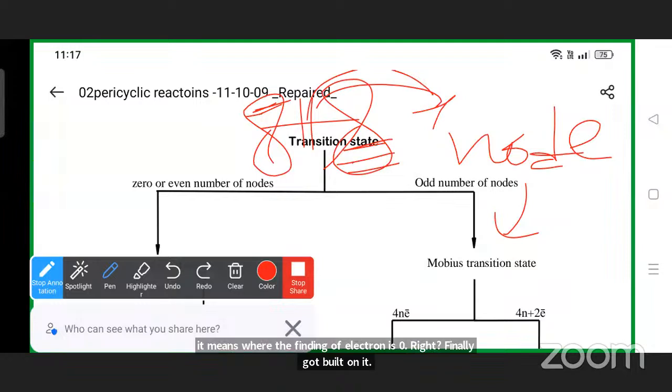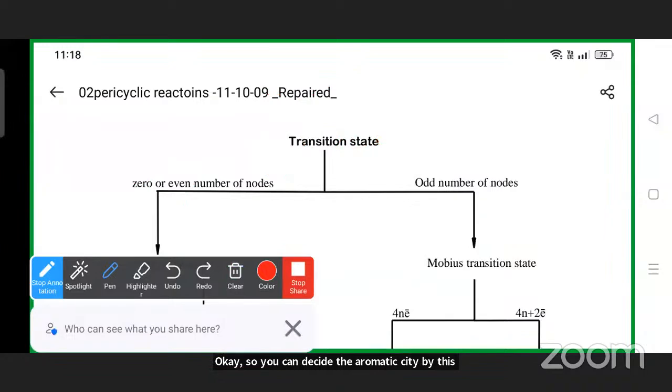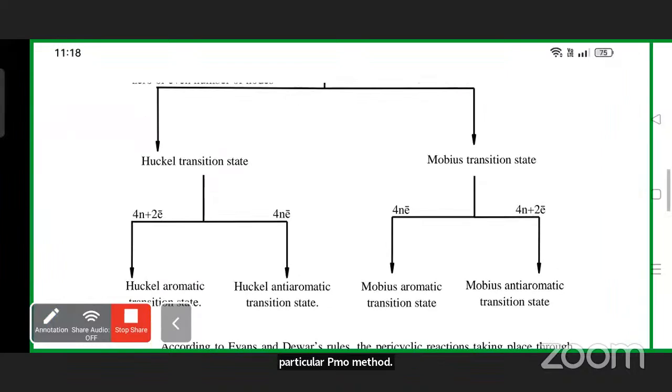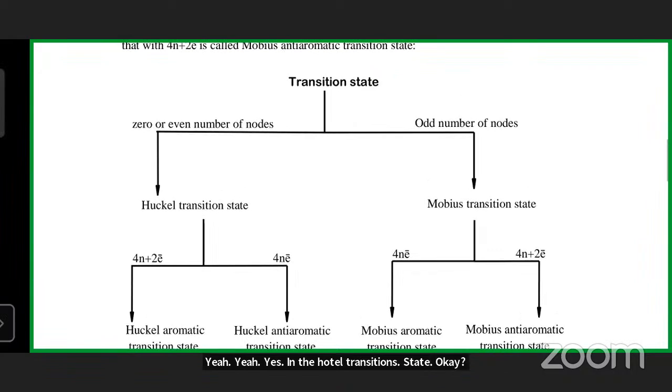So here, zero or an even number of nodes means it is a Huckel transition state. If an odd number of nodes is found, then it is a Mobius transition state. You can decide the aromaticity by this PMO method, perturbational molecular orbital. The Huckel transition state is with zero or even number of nodes.